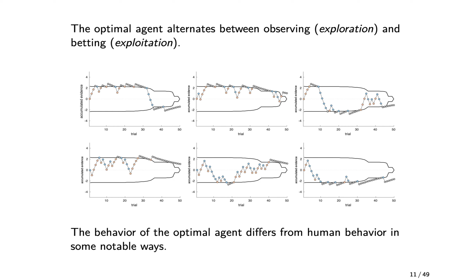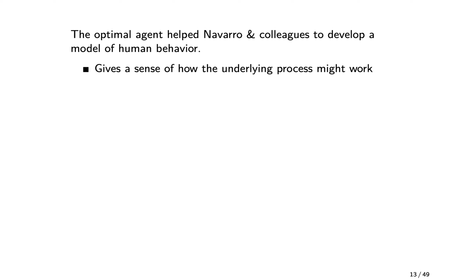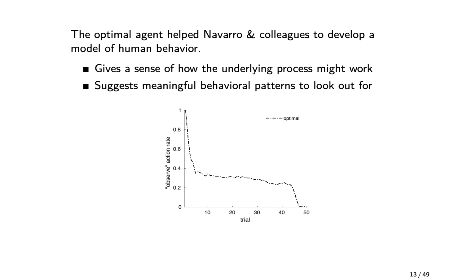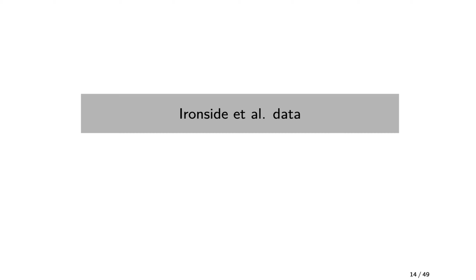However, you may note that the behavior of the optimal agent will differ from human behavior in some notable ways, namely that the optimal agent's bets are always consistent. You don't really see this in the human participants. Nonetheless, this was an excellent starting place for model development, and it helped Navarro and colleagues to develop a model of human behavior because it gives a sense of how the underlying process might work. It also suggested meaningful behavioral patterns to look out for, which we can judge the human performance against.